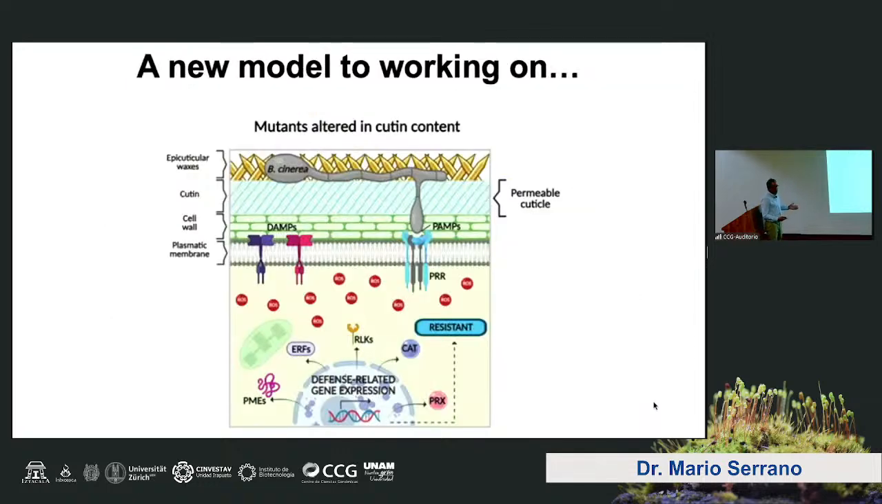So now with this information, we can say that we have a new element that we can start to work on, and this is the small RNAs in this model. We wanted to go further to try to characterize them. But as I say, we need money, and we also need students or postdocs who can work on that.